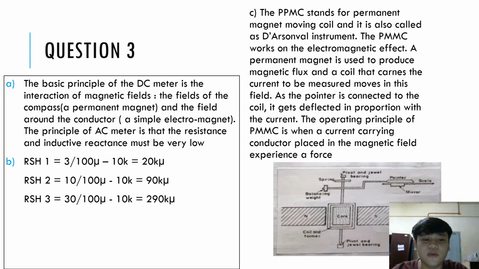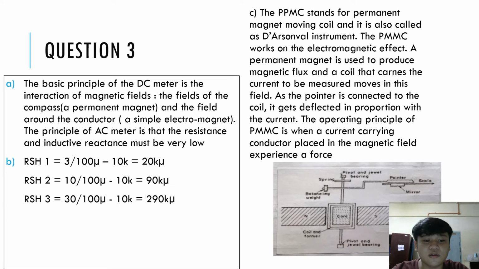Okay, this is for B. RSH1 equals 3 over 100 minus 10k, equal to 20k. RSH2 equals 10 over 100 minus 10k, equal to 90k.